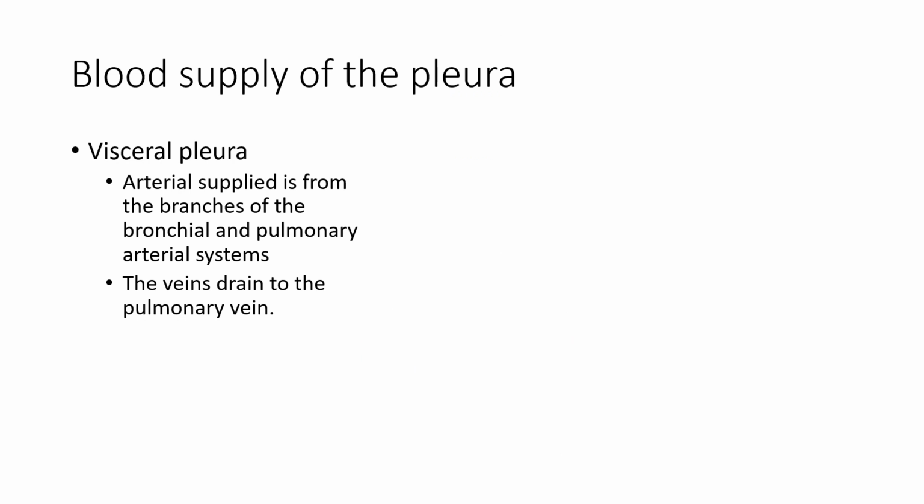Now the pleura is supplied by various blood vessels. The visceral pleura, because it is adherent to the lungs, gets its arterial supply from that of the lungs, mainly the bronchial arteries, while the venous drainage goes into the pulmonary veins.